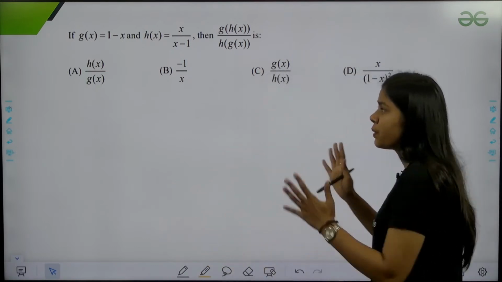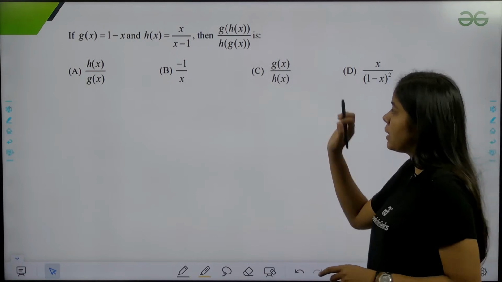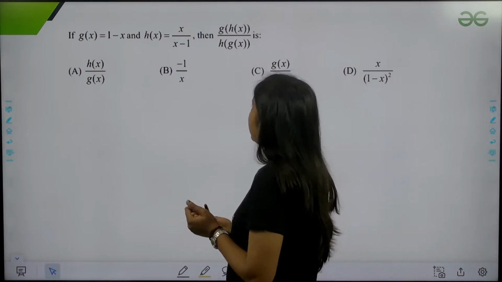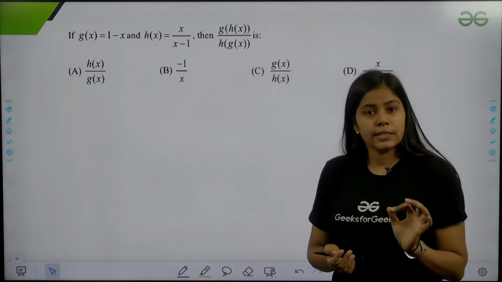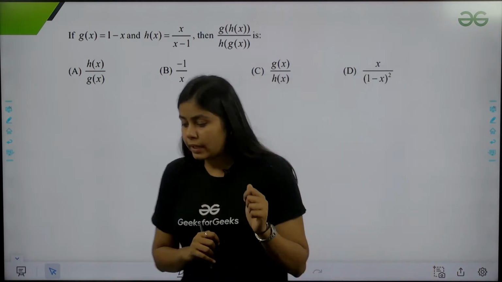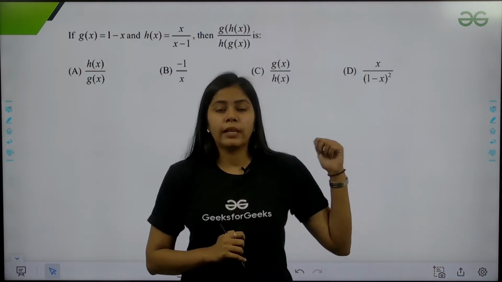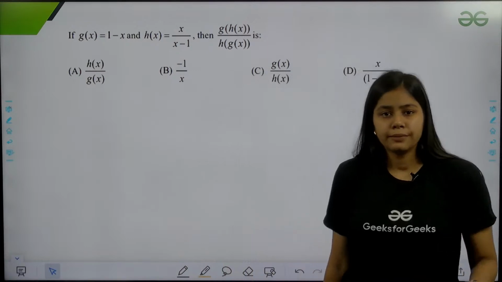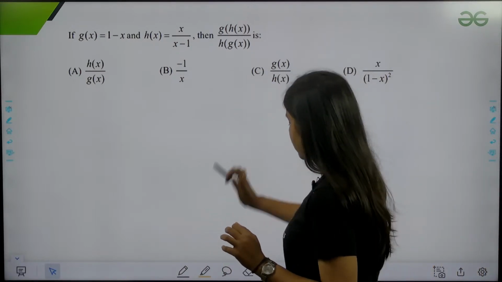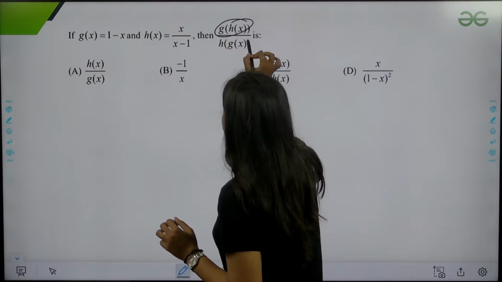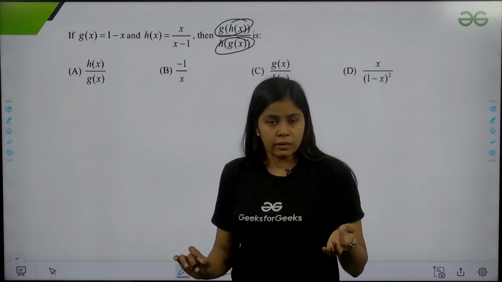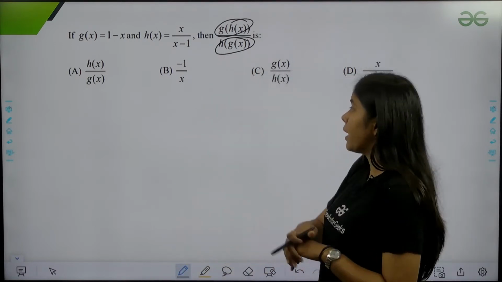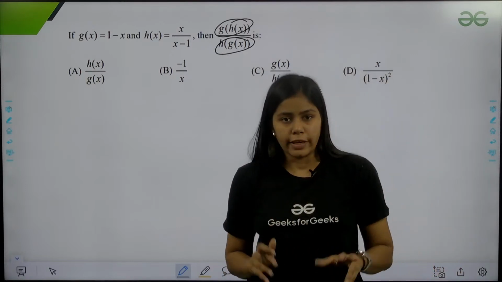If I see this first question, if g(x) is equal to 1 minus x and h(x) is equal to x upon x minus 1, then we have to find the value of g(h(x)) upon h(g(x)). Any idea, any student, how we'll attempt this question? This question has g of h(x) and h of g(x), that means composition. First I have to find g of h(x), that is composition of g and h, and second I have to find h of g(x), and then I have to divide those two.